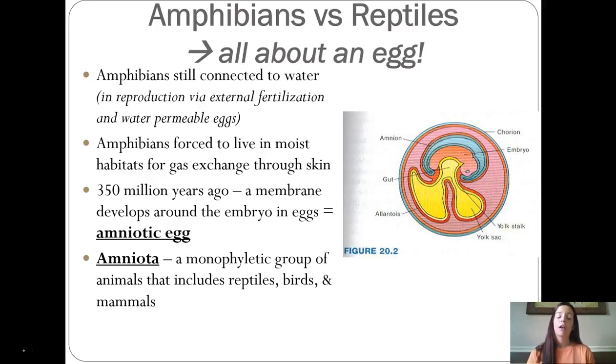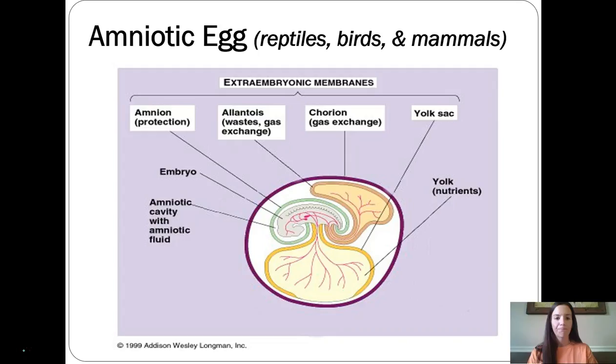So this is where a membrane is thought to have developed around the embryo of an egg, thus resulting in an amniotic egg. So Amniota is a monophyletic group. This includes the reptiles, birds, and mammals, all of which are the organisms we will still cover.